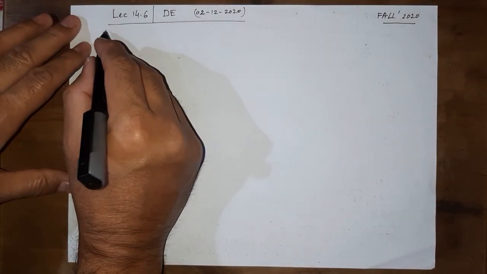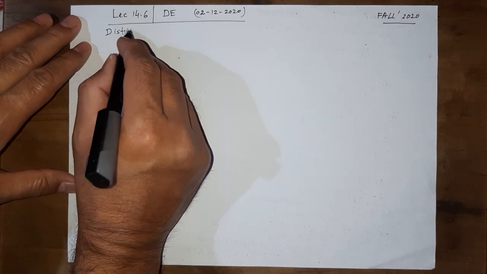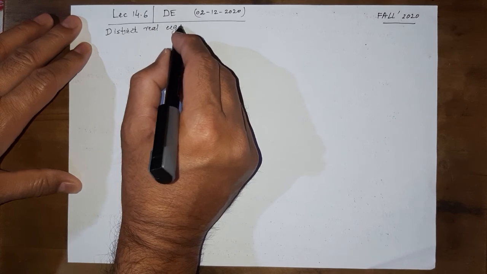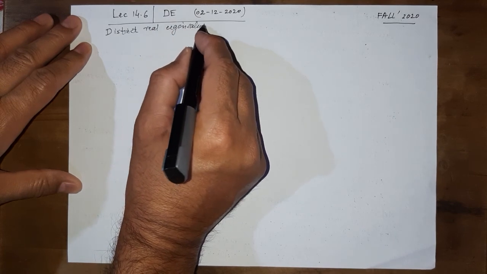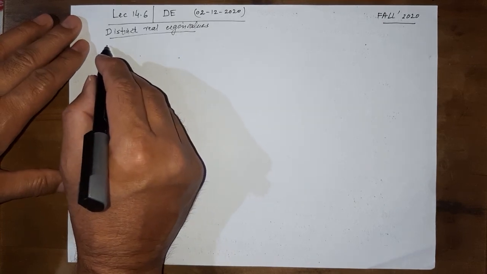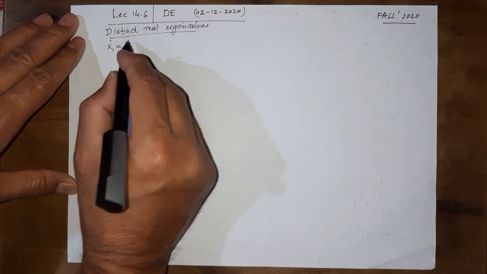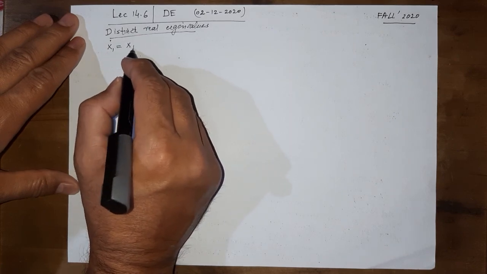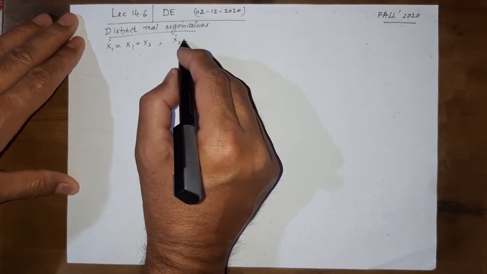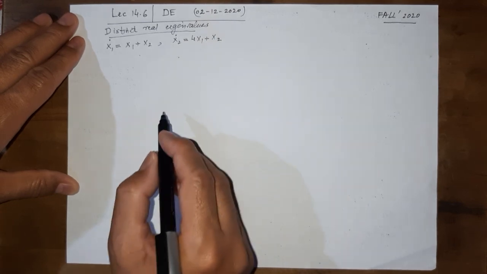Let us take the first case of distinct real eigenvalues. So let us say we have to solve this system of linear differential equations: x1 dot is equal to x1 plus x2, and x2 dot is equal to 4x1 plus x2.